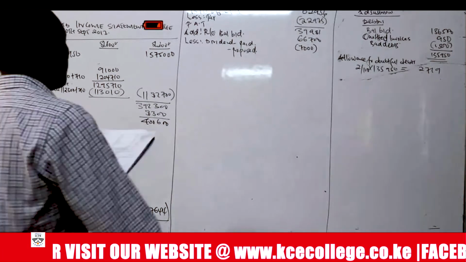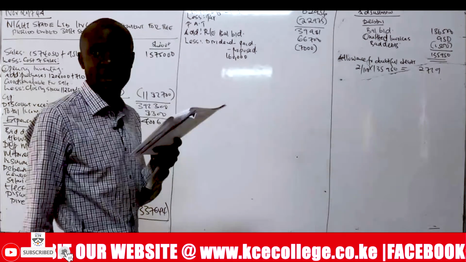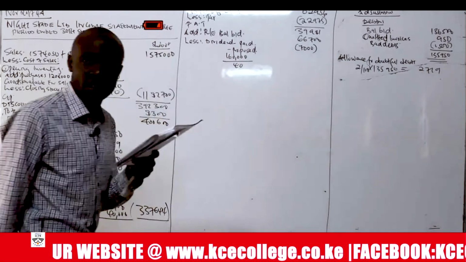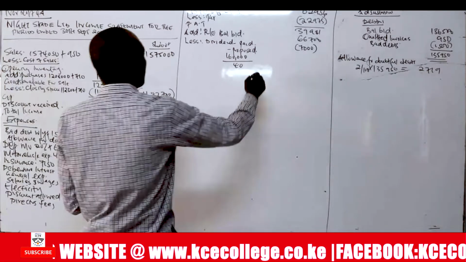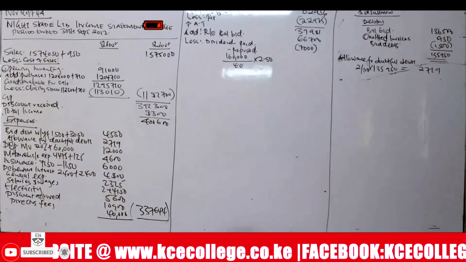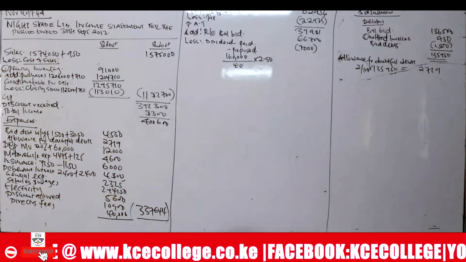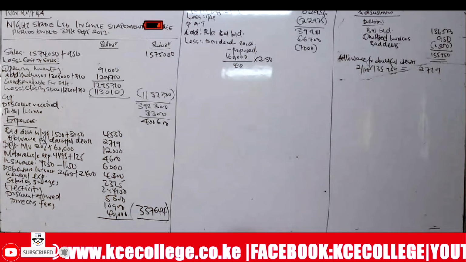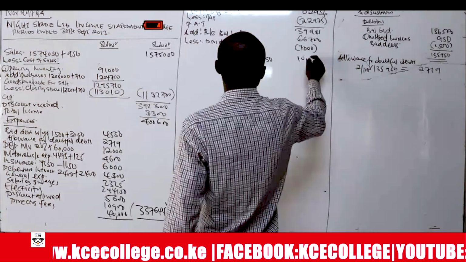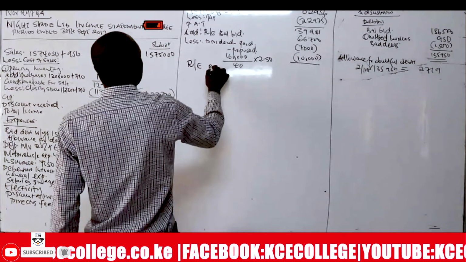So the total value for shares is 160,000. Each share is valued at 40. You divide by 40 to get the number of shares, and then you multiply by 2.5. It comes to 10,000, isn't it? So you minus here 10,000. So you get the retained earnings balance carried down.